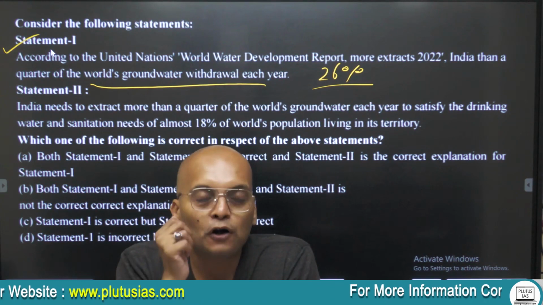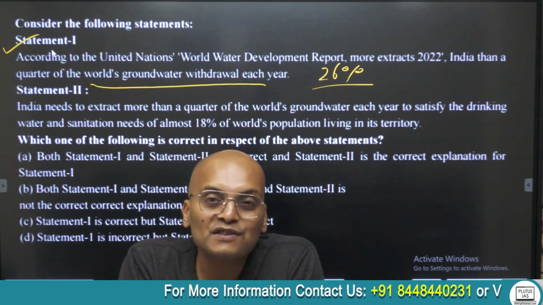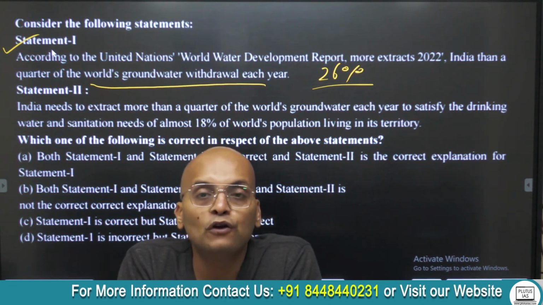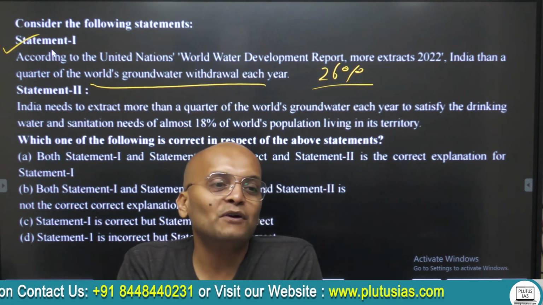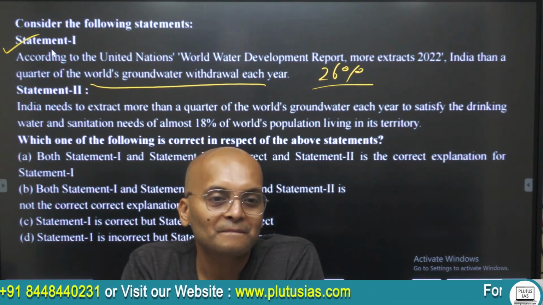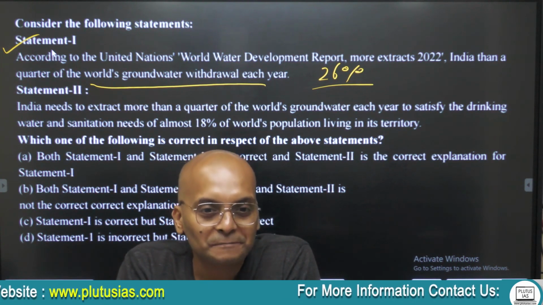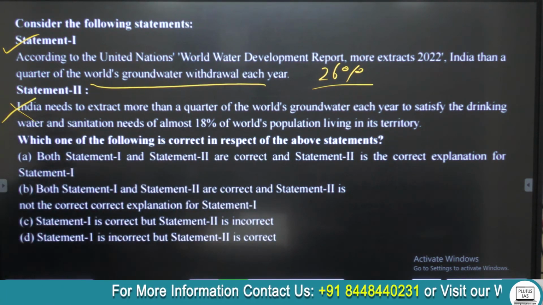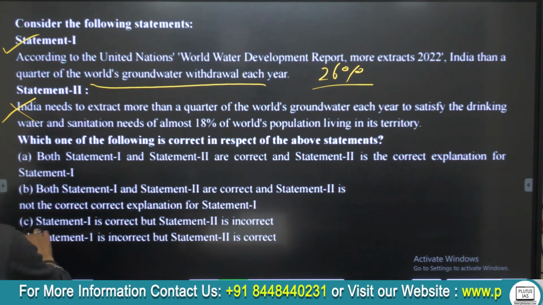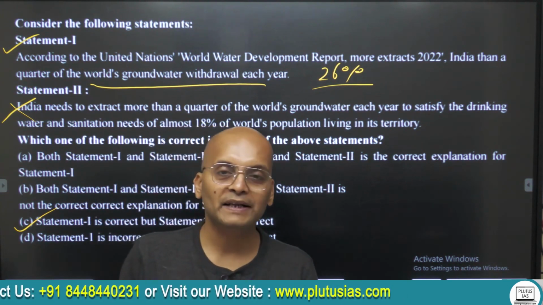Yes, we withdraw 26% of the water, but not for the needs of the population, for sanitization or for drinking. No. 86% is for irrigation. So factually the statement is wrong. Okay, so option C is correct. Statement 1 is correct. Statement 2 is wrong.